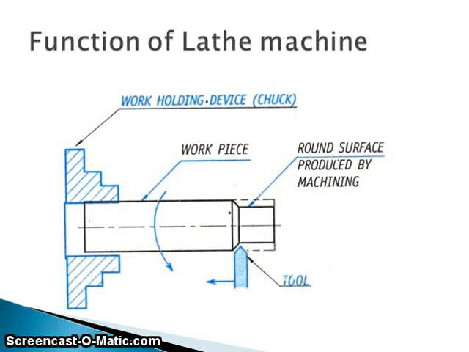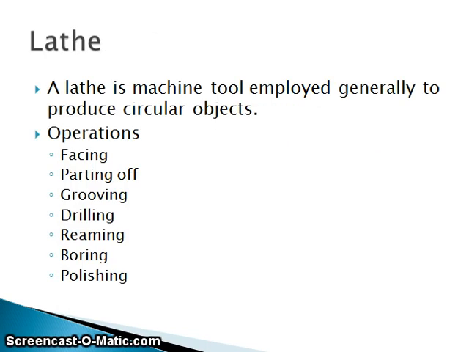To cut the material properly, the tool should be harder than the material of the workpiece, should be rigidly held on the machine, and should be fed progressively in a defined way relative to the work. The lathe is generally employed to produce circular objects. It can perform certain operations like facing, parting off, grooving, drilling, reaming, boring, polishing, etc., but mostly it is used for turning operations.